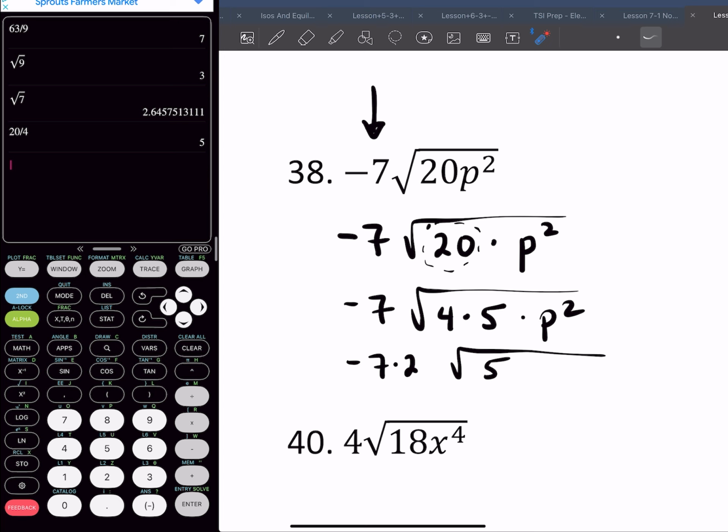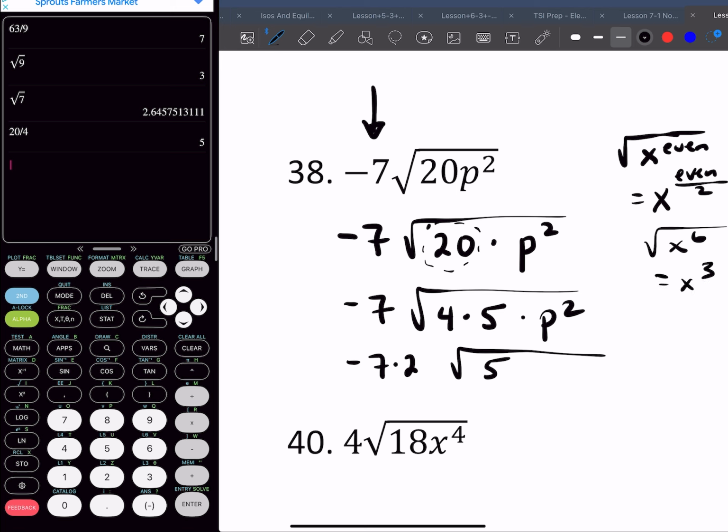And the next thing is, can I take the square root of p squared? If you take the square root of an even numbered power, then all you have to do is take x and raise it to the even number power divided by 2. So if I said the square root of x to the 6th power, then your answer is going to be x to the 3rd power, okay?